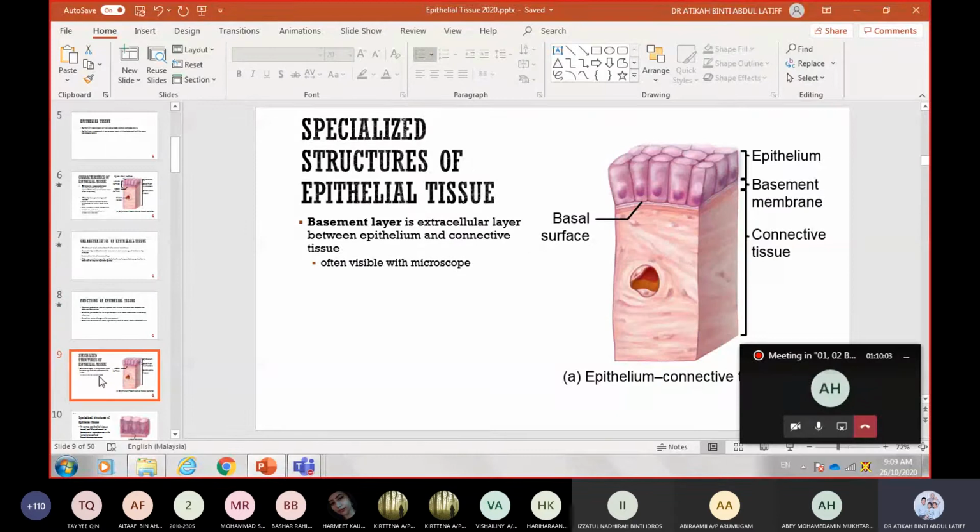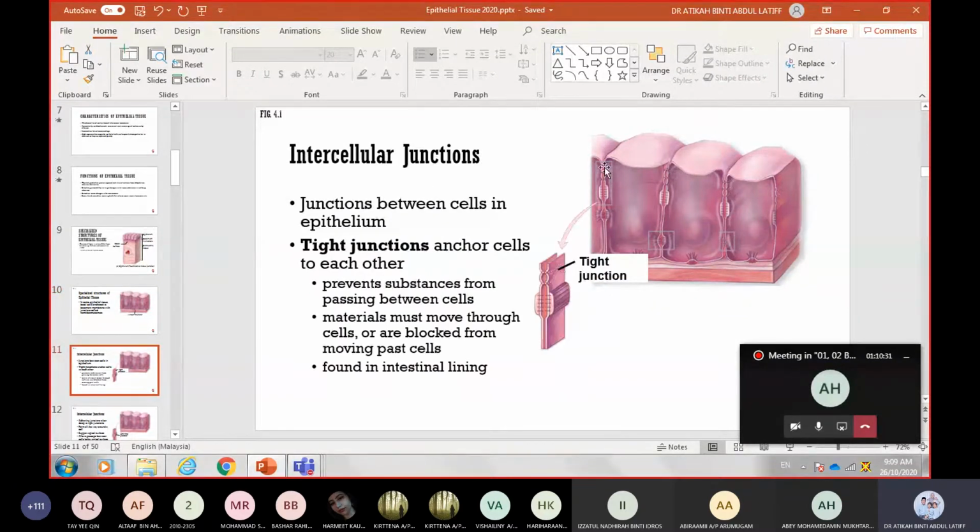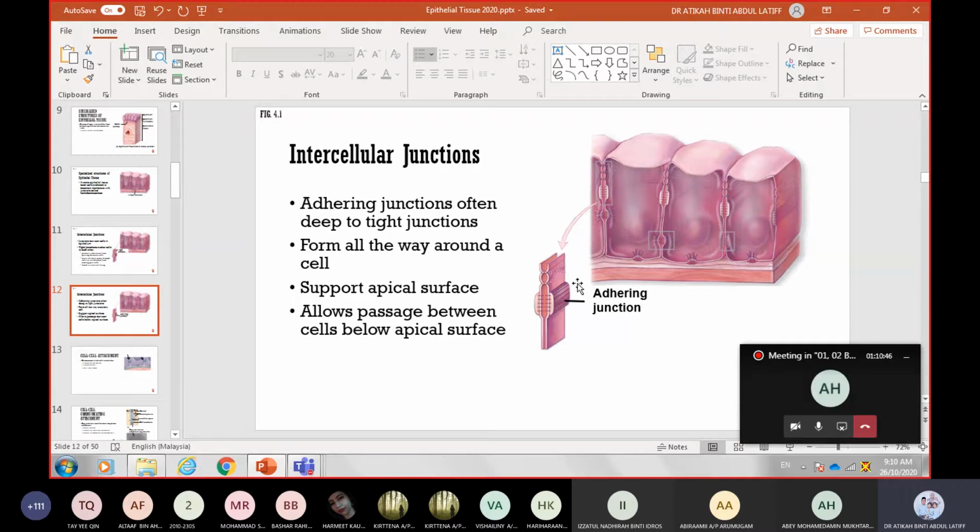Okay, so in the epithelial tissue, we also have some specialized structures apart from the cells itself. So for example, here we have the basement membrane, which is connected to the basal layer or basal surface of the epithelium. We also have hemidesmosomes, which help to anchor the cells tightly to the basement membrane. We also have junctions here, which allow some substances, but also prevent certain substances from passing through the epithelium inside the structure. So we have tight junctions and adhering junctions.